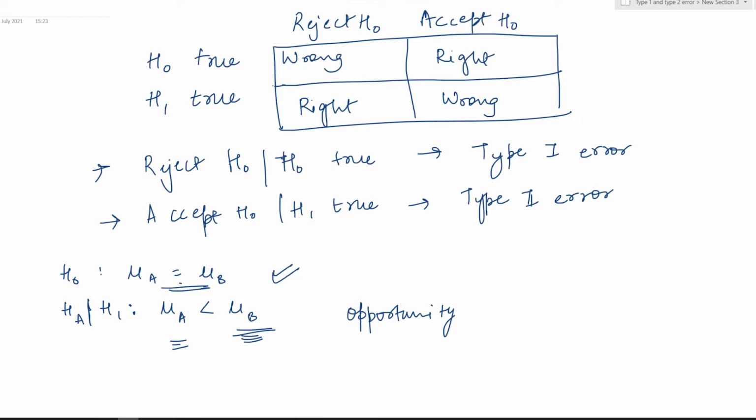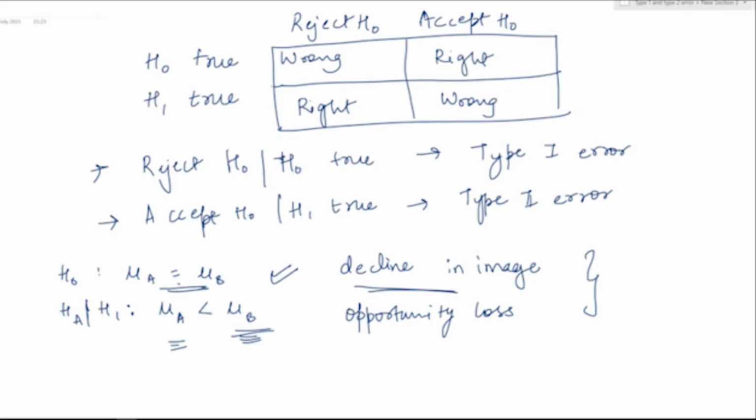And in this case, we have decline in image. Now it's up to the use case of the company itself which of the losses it considers to be more dangerous. While in this case, since this is a phone company, our decline in image is more harmful.